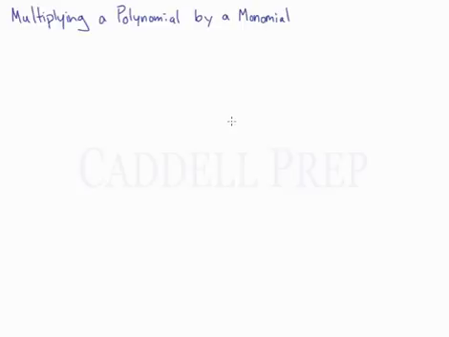This is a quick review on multiplying a polynomial by a monomial. So let's look at an example. We have a monomial such as 3x, and we're going to multiply that by a polynomial, 4x squared y minus 3y plus 12x y squared. So we have a monomial, one term, and a polynomial, which is multiple terms.